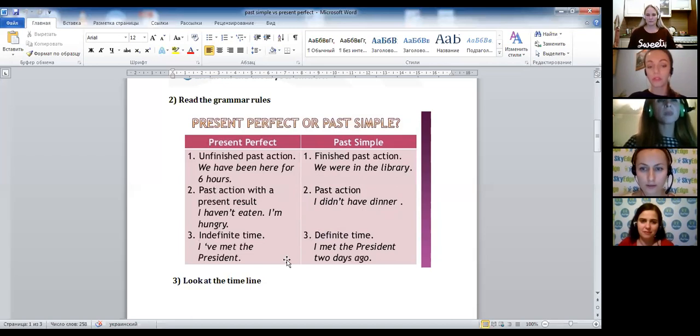And the third point? Indefinite time, I've met the president. And definite time, I met the president 2 days ago. Yes, so these are like 3 basic differences between the present perfect and past simple. So let's try to remember them. And right now, let's look at the timeline, because actually I like to show my students this timeline.